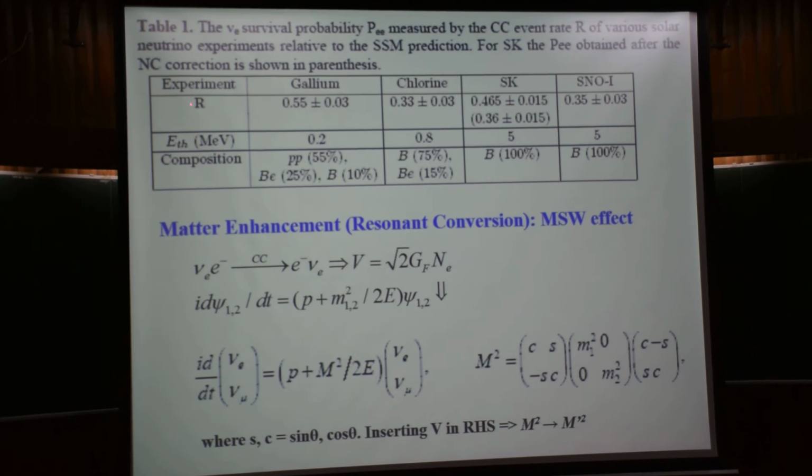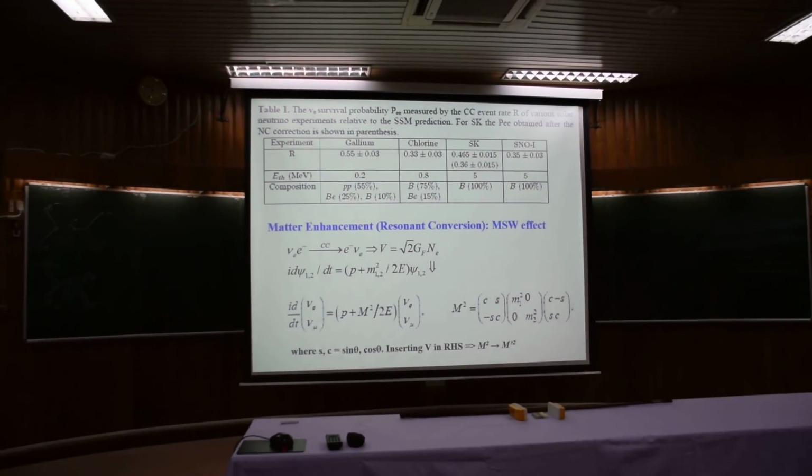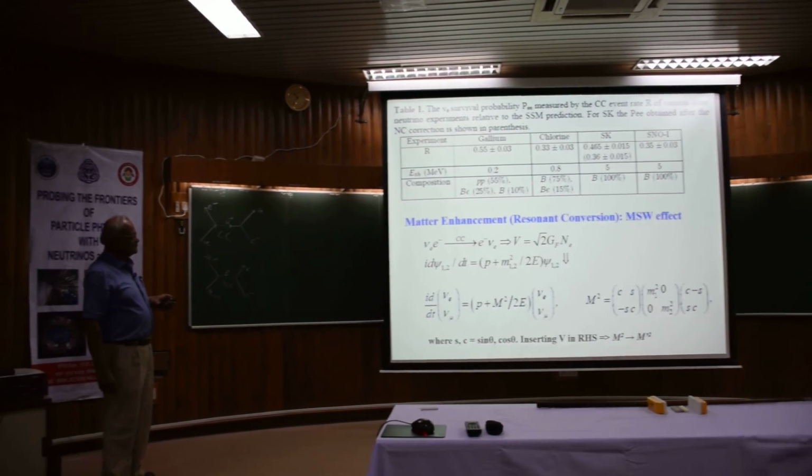This gives you the observed rates compared to the solar neutrino flux prediction. So that will give you the nu E survival probability. The gallium experiment has the lowest threshold, 0.2 MeV. It sees all the low energy, intermediate energy and high energy neutrinos, but is dominated by the highest flux, the PP flux. And you see that the survival probability is just over 50%.